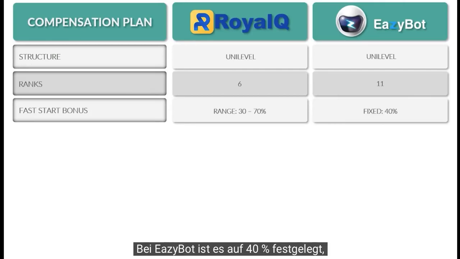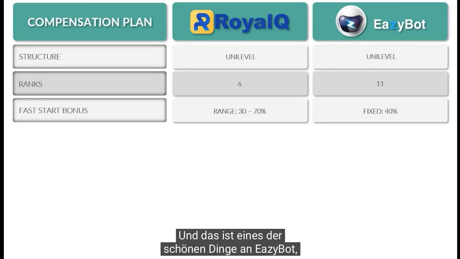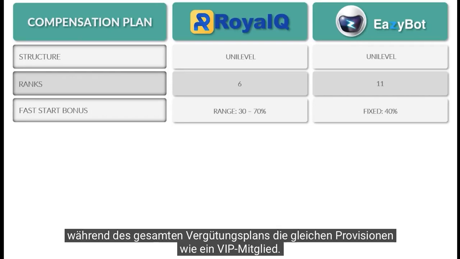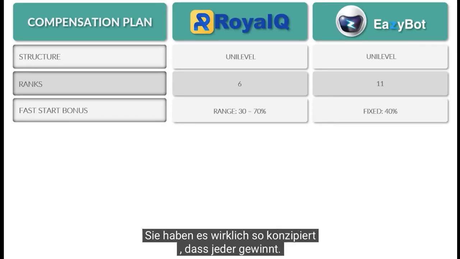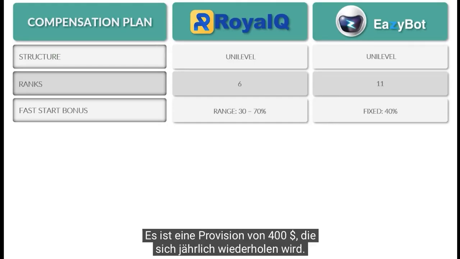With Eazybot, it's fixed at 40%, even if you're a free member, even if you're a paid member. And that's one of the nice things about Eazybot. You can come in as a free member and you get the same commissions throughout the compensation plan as a VIP member. They really have designed it for everybody to win. And 40% on that VIP is quite nice. It's a $400 commission that's going to repeat annually.